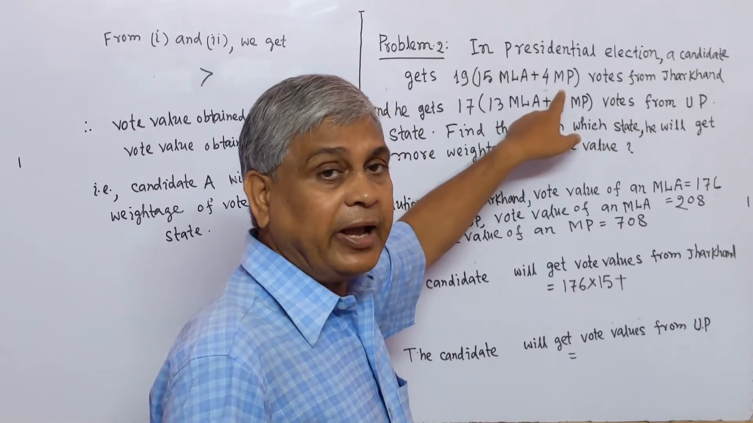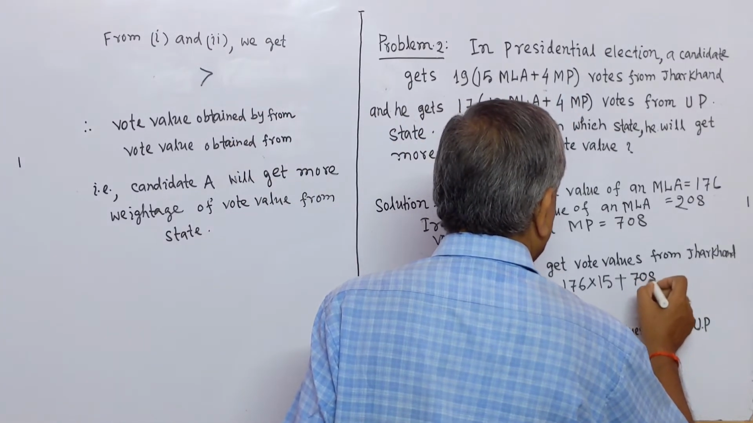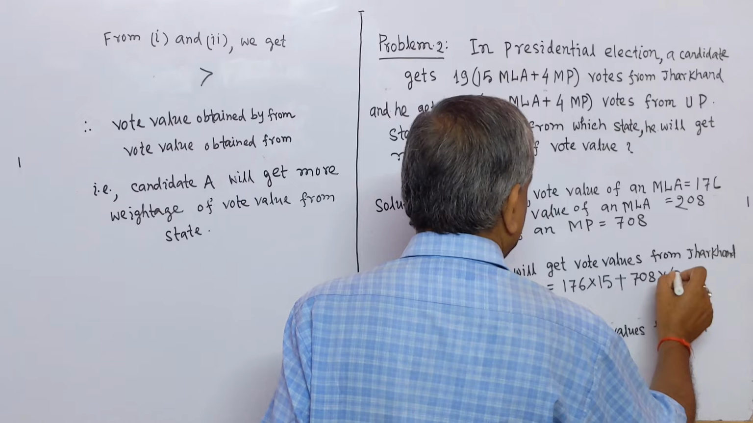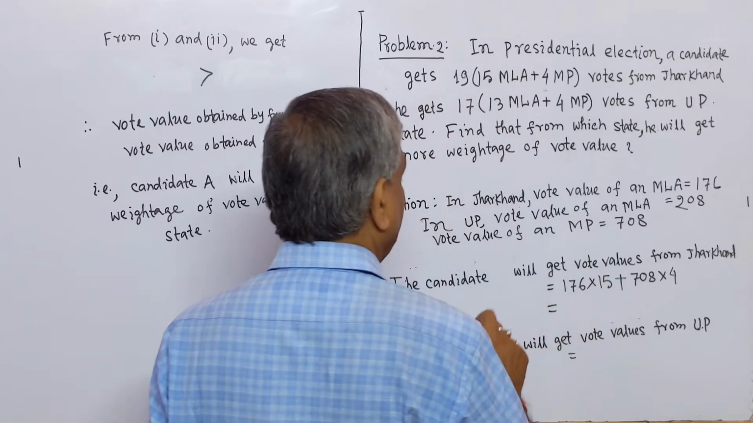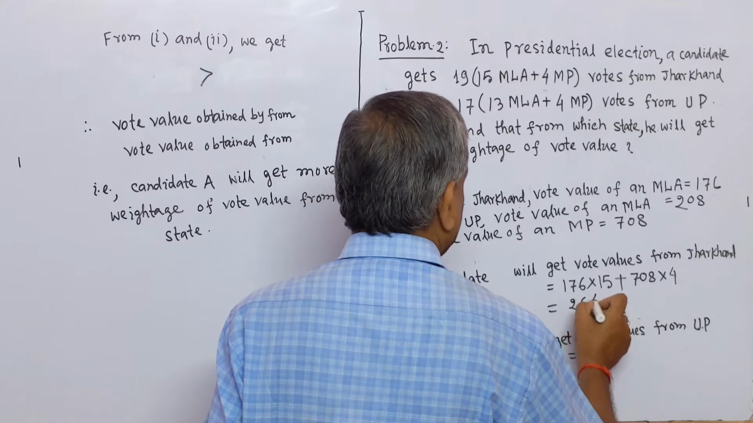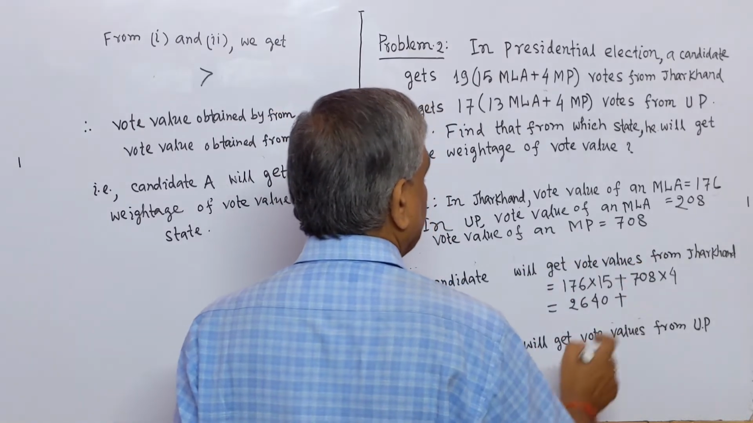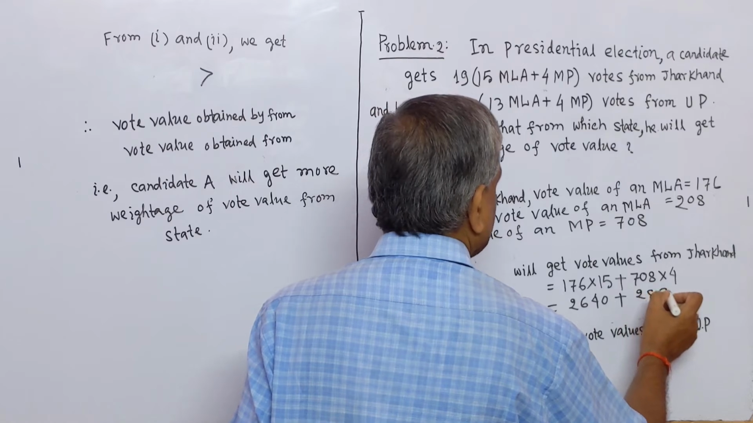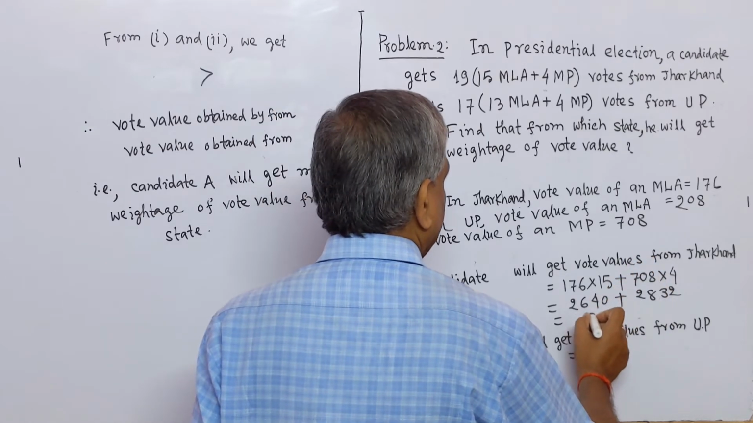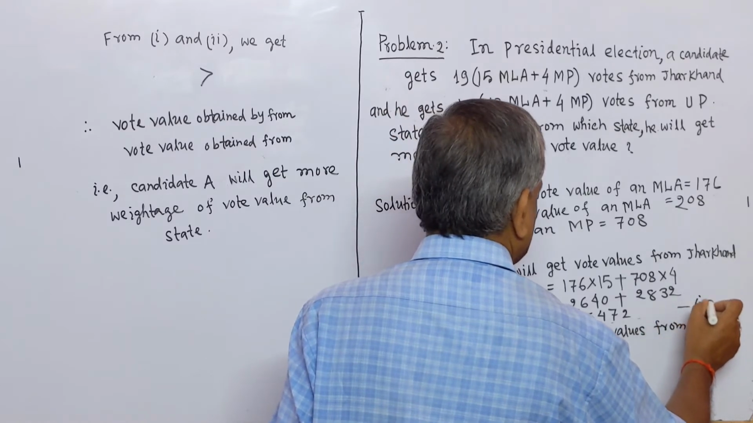Since the vote value of 1 MP is 708, therefore the vote value of 4 MP will be 708 multiply 4. Here 176 multiply 15 is 2640, and 708 multiply 4 is 2832, and the sum of these is 5472. This is number 1.